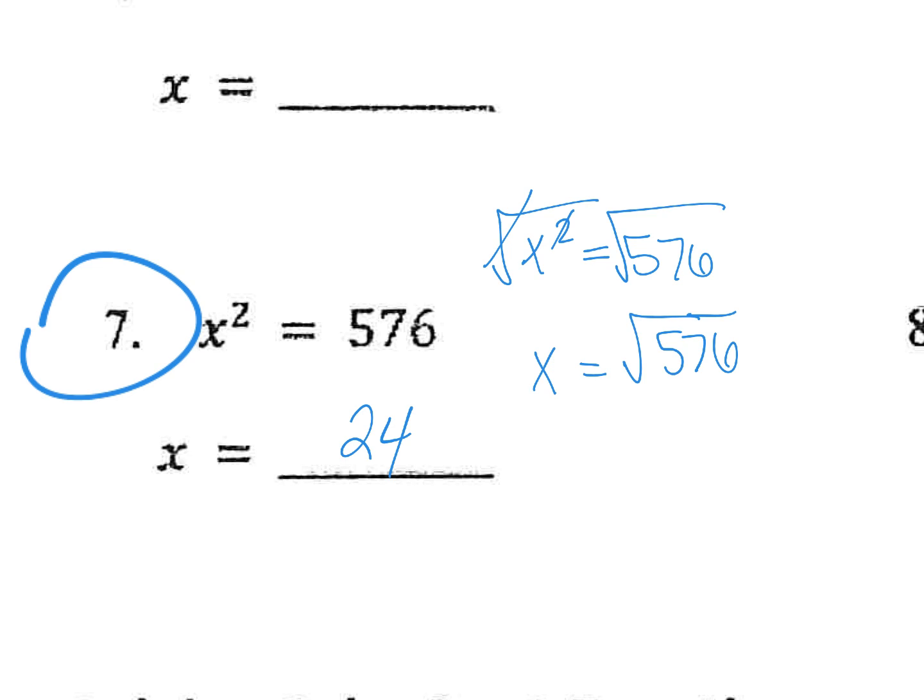So, and that's the answer, 24. And again, you can check it if you want by saying 24 times 24 and put it in your calculator, and you should get 576, which means you know you got the right answer.